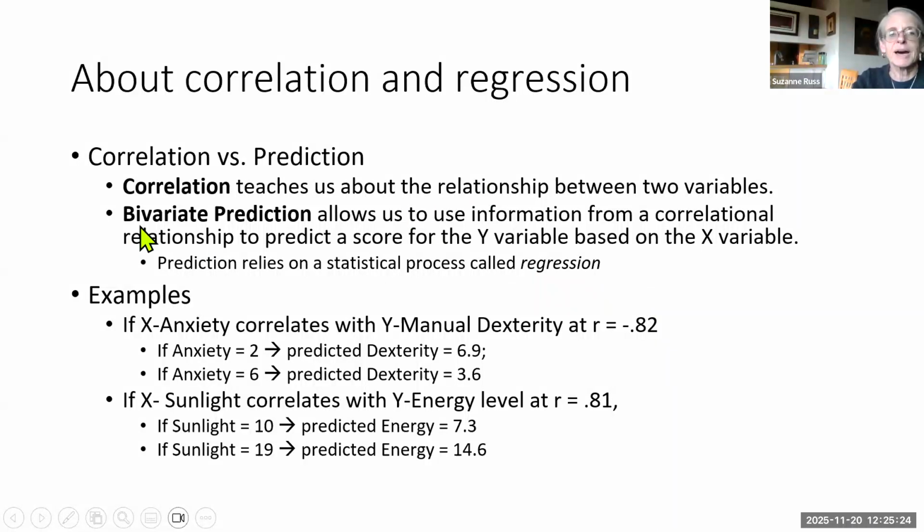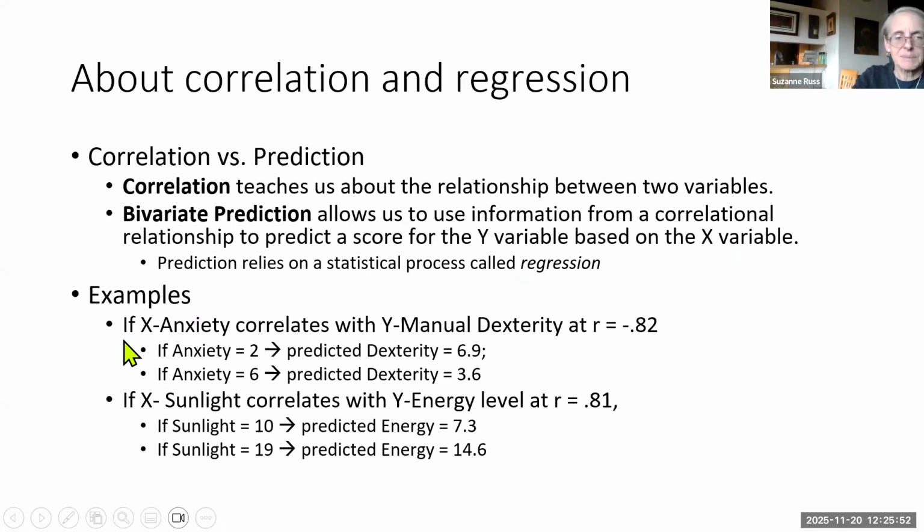But if we do bivariate prediction, bi meaning two, variate meaning variables, two variables, prediction lets us use the information from a correlational relationship to predict a score for the y variable based on the x variable. And that uses this process we call regression. I'm going to give you some language terms, little definitions about why these terms are used a little bit later.